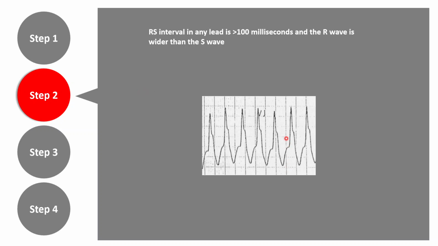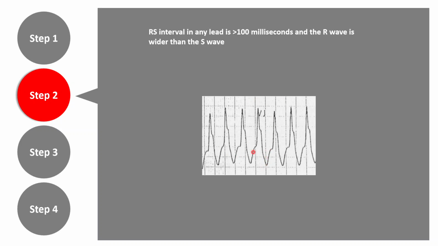What is the Brugada sign? The Brugada sign is from the beginning of the QRS complex here to the nadir of the S wave, which is here. If it is more than 2.5 small squares or more than 100 milliseconds, that is highly likely to be VT. This is called the Brugada sign.